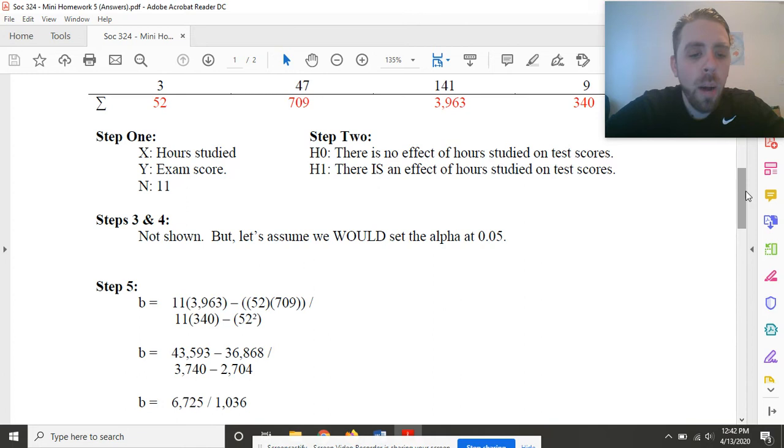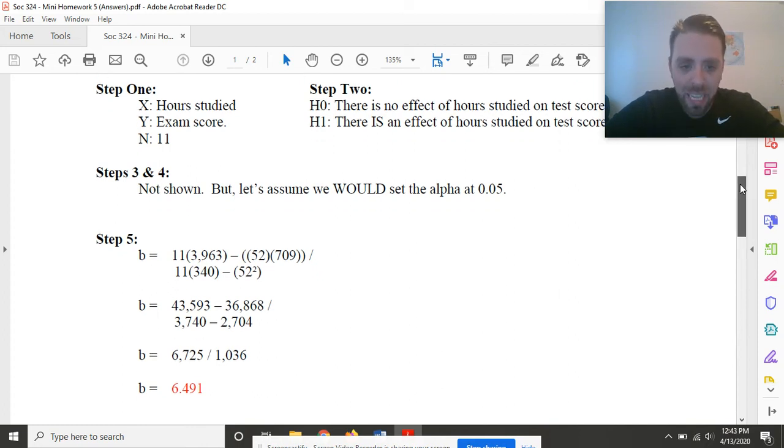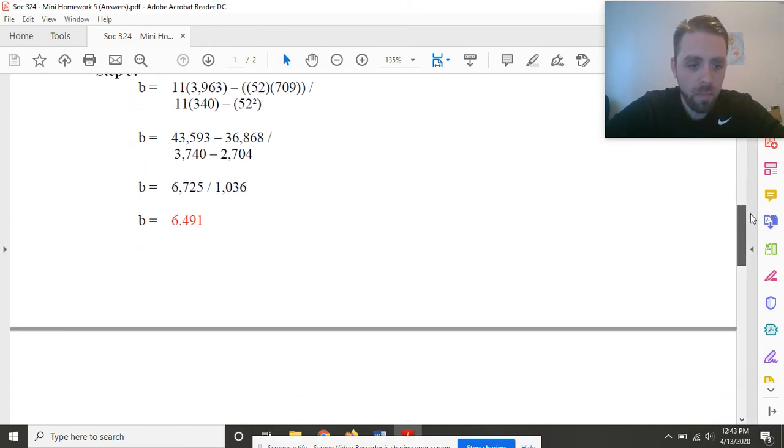That will further reduce to 6,725 divided by 1,036. And my value for B, 6.491. Now I need to interpret that, but I'm going to save that for the end because my math work is not actually done here. I need to use that B in order to calculate the value of A, or the y-intercept.